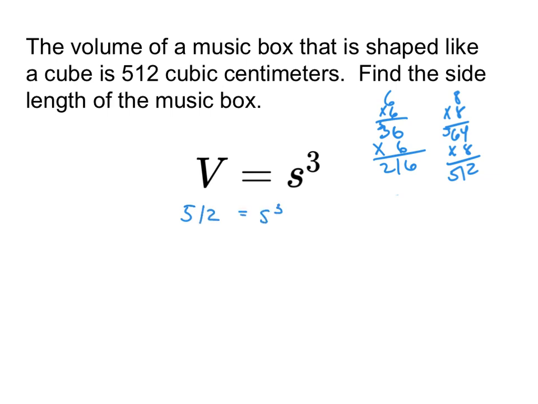And now I have to find the cube root of 512. Well, I did a little bit of pre-work ahead of time. I did 6 times 6 times 6, so the cube root of 216 is 6. And then I tried 8 times 8 times 8, and I got 512. So the cube root of 512 is 8. So I'm going to take the cube root of 512 and of my side, and I'm going to get the side length is equal to 8 centimeters.